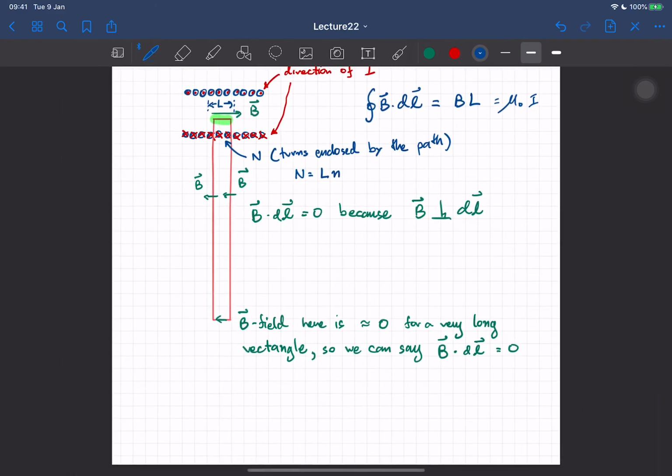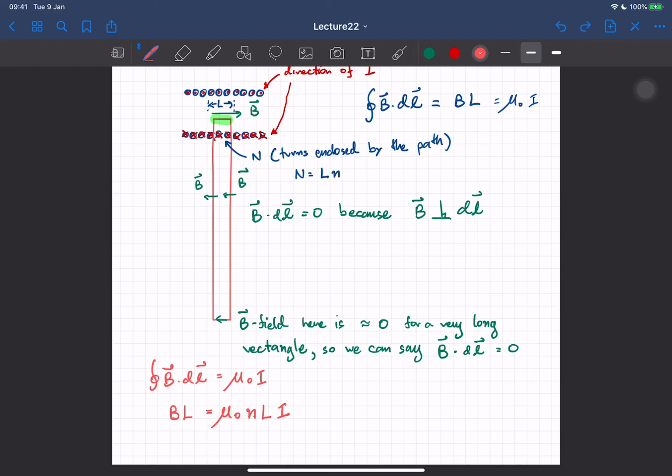Okay, so I'll write it down here because I'm running out of space. The integral of B dot dl equals mu 0 I, this is Ampere's law, and it's just B times L, just the top section here, equal to mu 0 times the total current going through this path, which is big N, small n times L, times I, which is the current for each wire. L and L then cancel out, which is good.